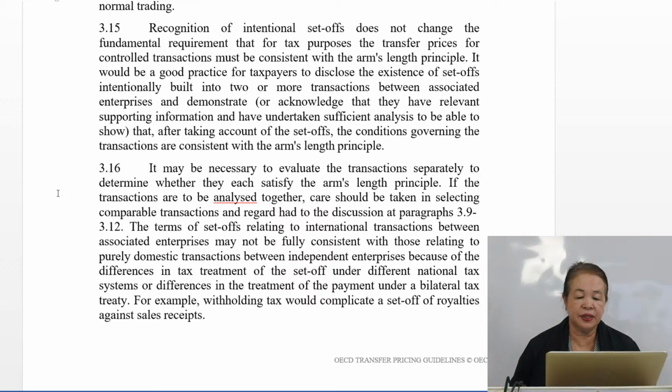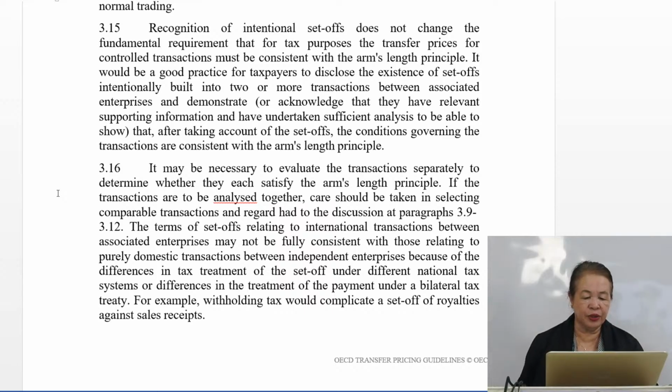The terms of set-offs relating to international transactions between associated enterprises may not be fully consistent with those relating to purely domestic transactions between independent enterprises because of the differences in tax treatment of the set-off under different national tax systems or differences in the treatment of the payment under a bilateral tax treaty. So, we're talking still of intentional set-off, no? So, they can differ, especially if the set-off involved different parties situated in different countries with different tax authorities. So, it becomes complicated.